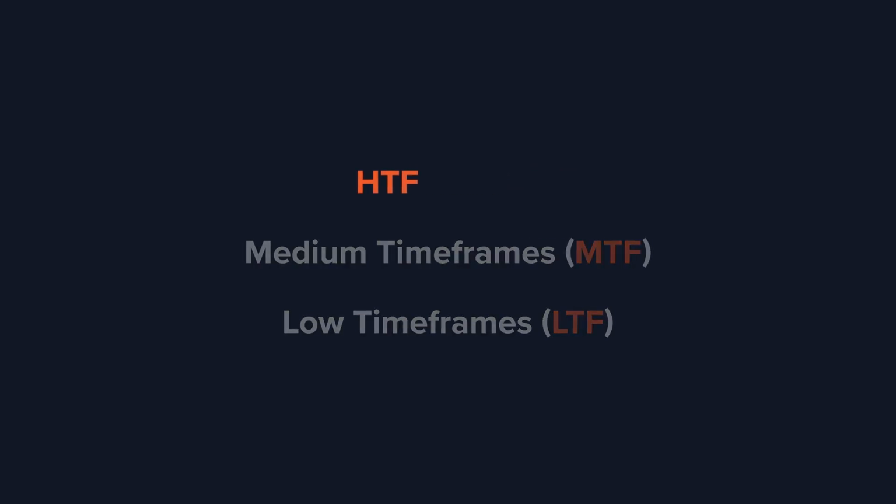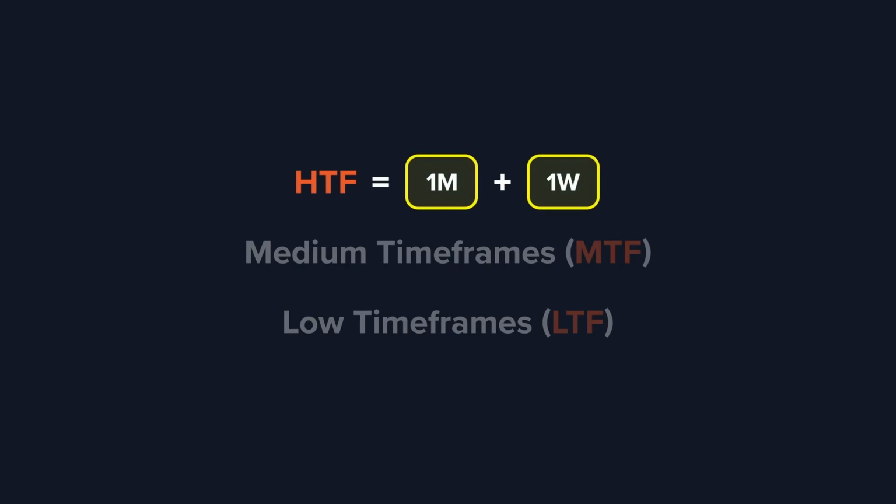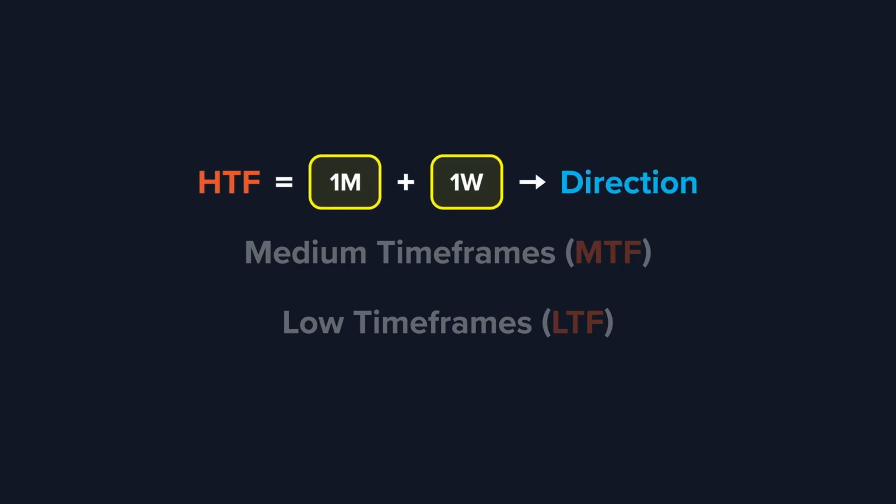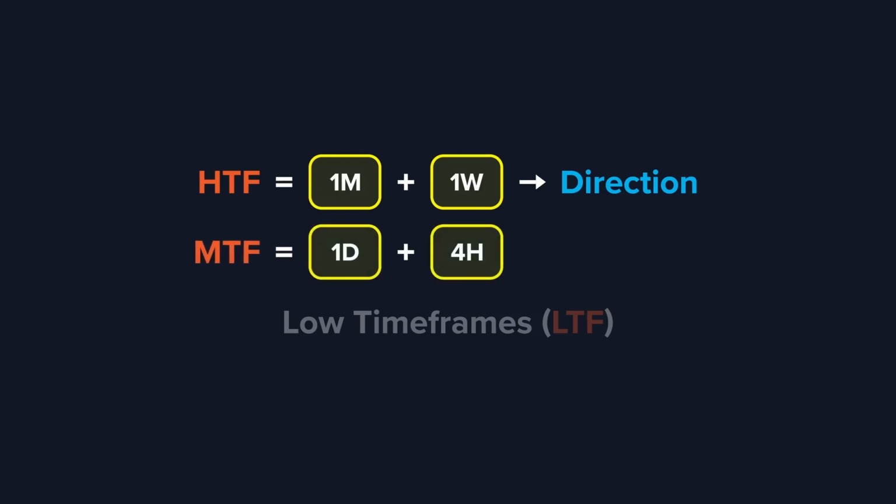But to understand why, we will split these timeframes into 3 different categories, with each of them being used for a different purpose. The first category are the higher timeframes, which consists of the monthly and weekly timeframes. The role of this category is to give us the context of the market, which involves identifying the trends of the larger scale price action.